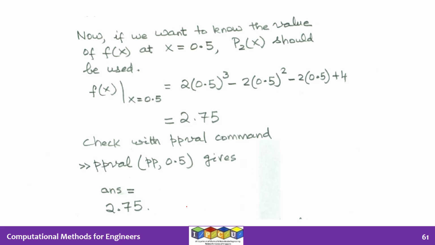and they can be used to exploit higher order interpolating polynomials. Now, if you wanted to know the value of f of x at x equal to 0.5, we should use P2, because P2 is valid between x equal to 0 and x equal to 1, and the query point x equal to 0.5 falls in the domain of P2. If you use P2 and evaluate it at x equal to 0.5, you will get the value 2.75. You can also use the ppval command in MATLAB. So to ppval, you give the pp structure that you determined using the spline command and the query point, the x value for which you want the f of x value, and you get 2.75.